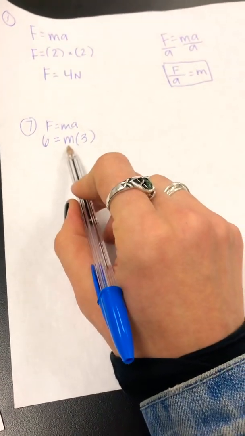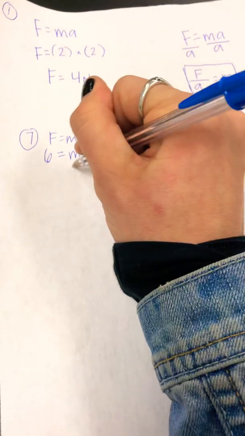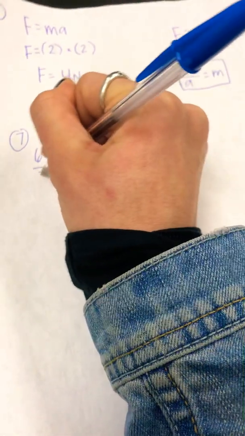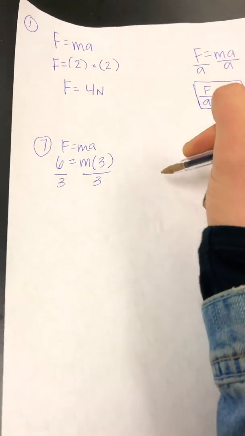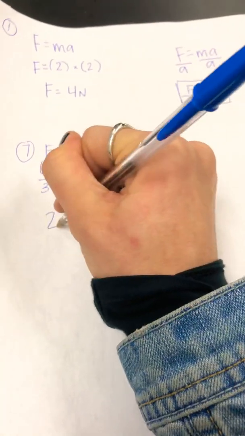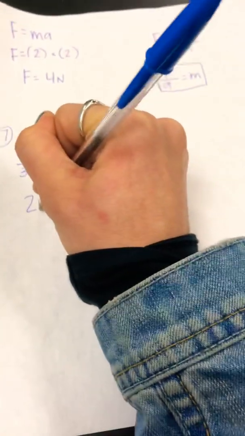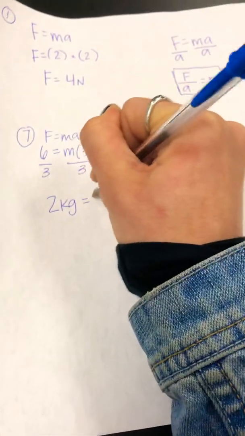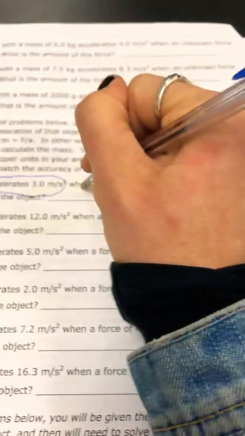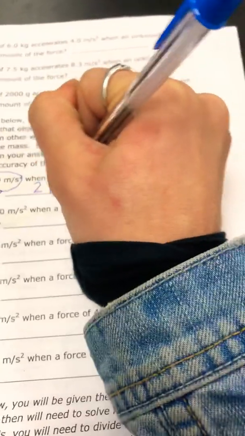So I knew my acceleration was 3. I don't know my mass yet, and I know my force is 6. So if I want to get the mass by itself, I need to divide by 3 on both sides. 6 divided by 3 is 2, and we're measuring in kilograms, equals the mass. So I would come over here, and then I would write 2 kilograms.